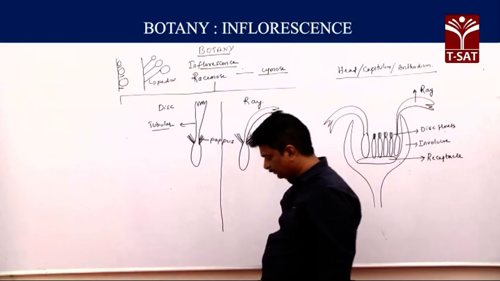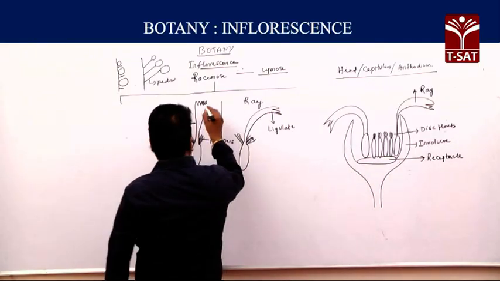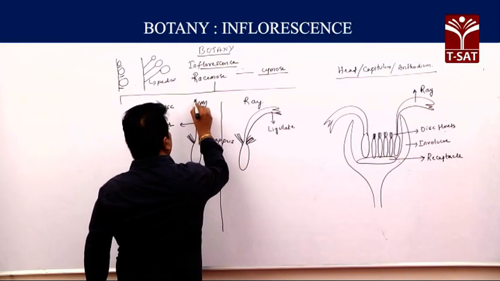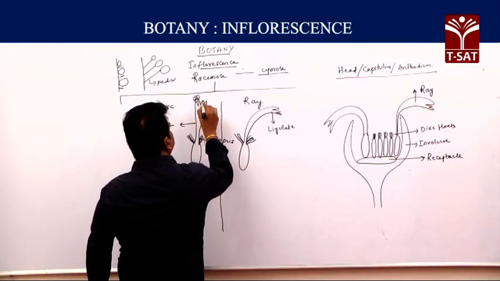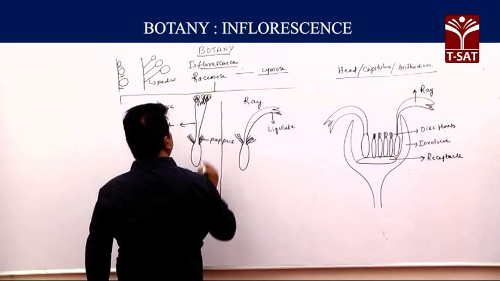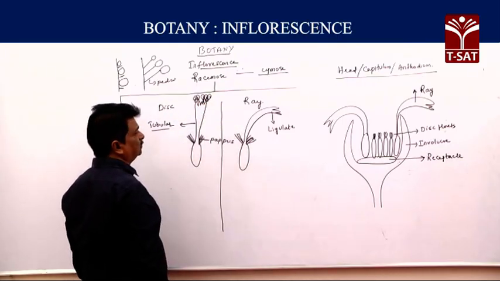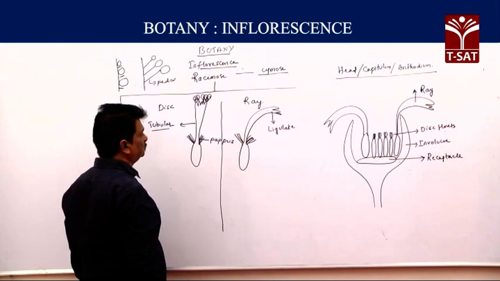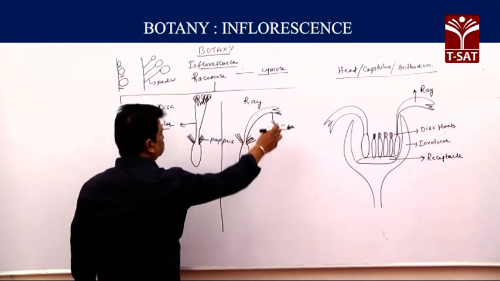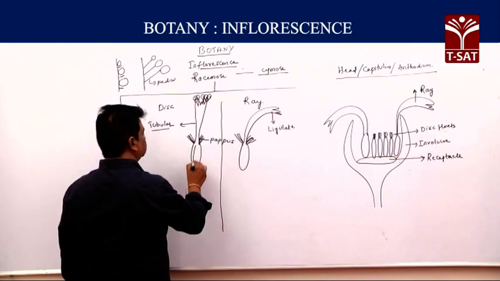Then third one, androecium. Only disc florets have androecium, that too 5 stamens. Disc florets, androecium present. It includes 5 stamens. Ray florets, androecium is absent.